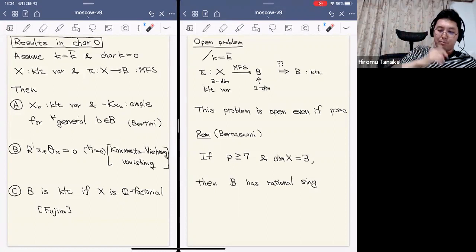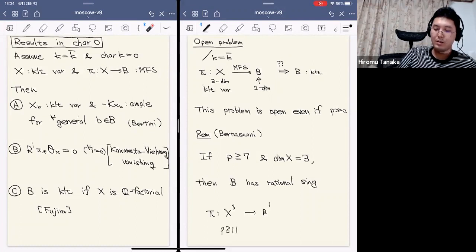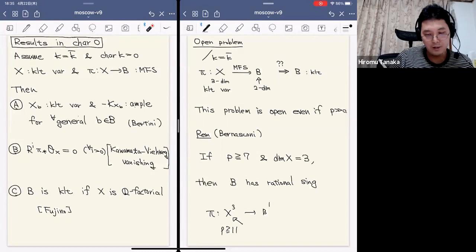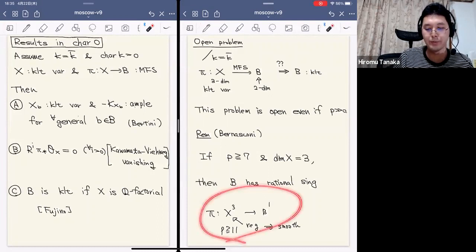And as a partial result, for example, if X is dimension 3, and P is at least, let me check, at least 11, then, yes. Even for this case, in general we do not know, but if this is regular, then it is known that this is smooth. Some weaker results hold, but I think for the general case, even for this case, the question is open.